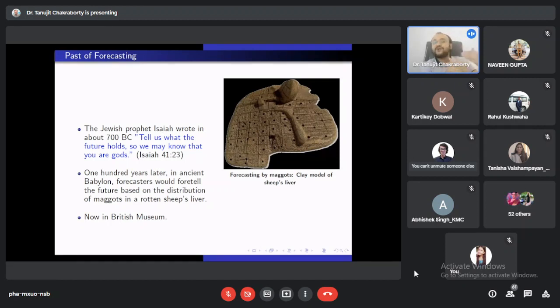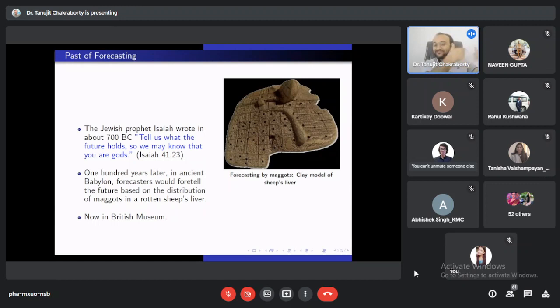And 100 years later, in ancient Babylon, forecasters would foretell the future based on the distribution of maggots in a rotten sheep's liver. As you can see, this is a picture of that sheep's liver. This is known as a clay model of a sheep's liver, and it was used for forecasting by maggots. Right now it is kept in the British Museum. If you ever go to the UK, you might see this particular clay model. And they have been using this to make forecasts.